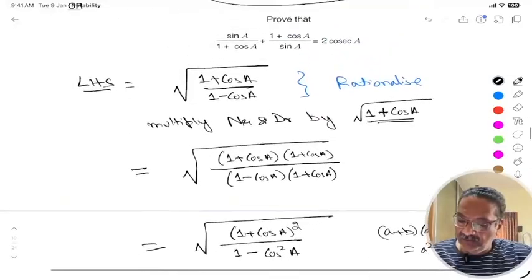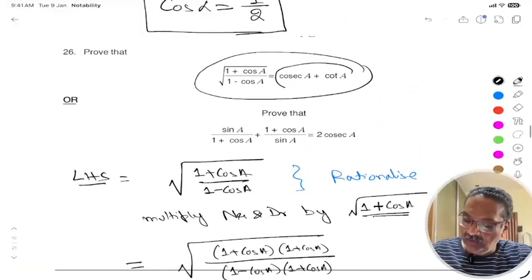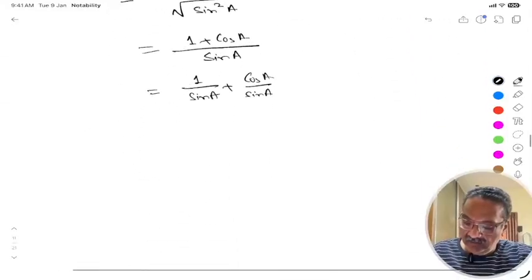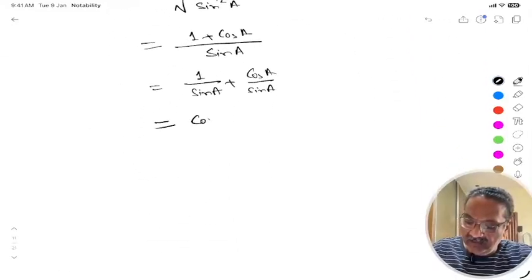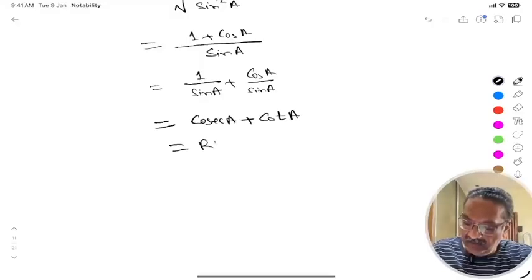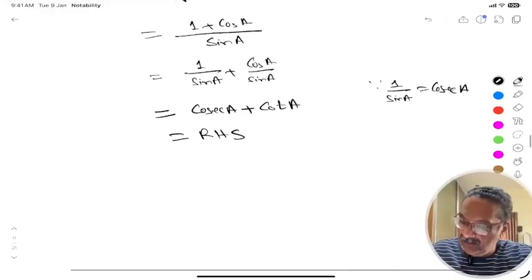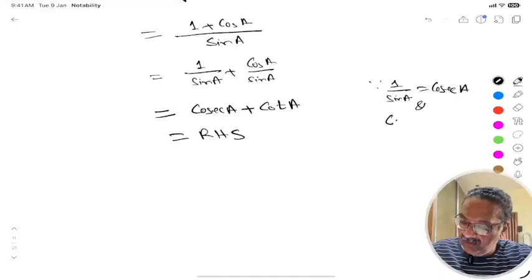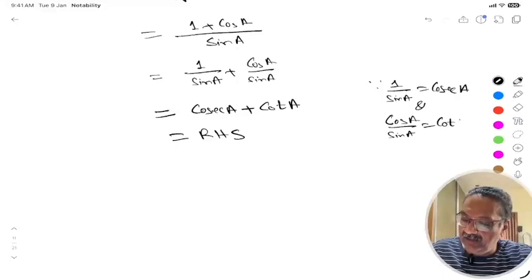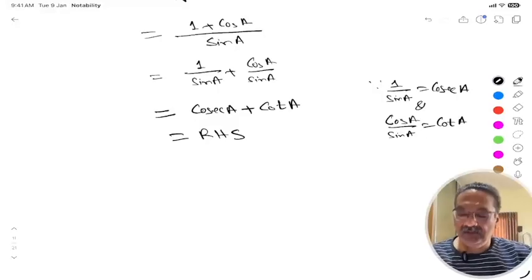Once observe the RHS. What have they given in the RHS? They want cosecant A and cot A. So this is equal to 1 by sin A is cosecant A plus cos A by sin A is cot A, which is equal to RHS. You can write, because 1 by sin A is equal to cosecant A and cos A by sin A is equal to cot A. You cannot write like this. So we got the answer.